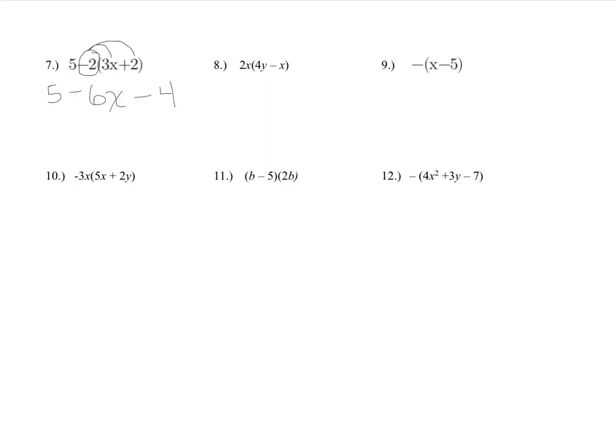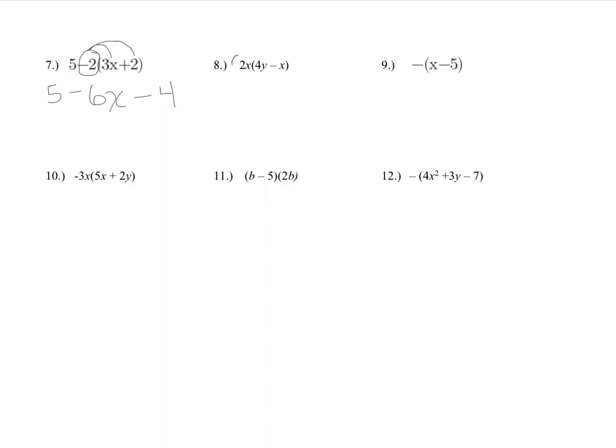You may also notice here that we have some like terms. We could combine 5 minus 4. We'll get to that more in a minute, but 5 minus 4 would be 1. So this would be -6x plus 1. Go ahead and see if you can circle the thing that's going to be distributed and draw a line to what it's getting distributed to.